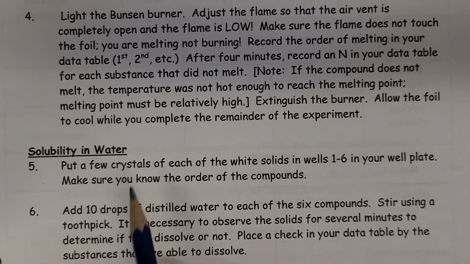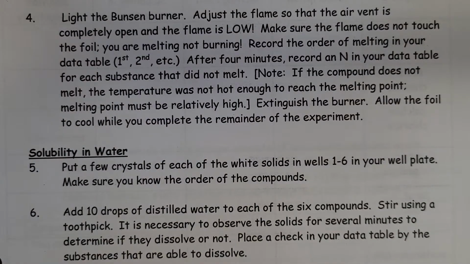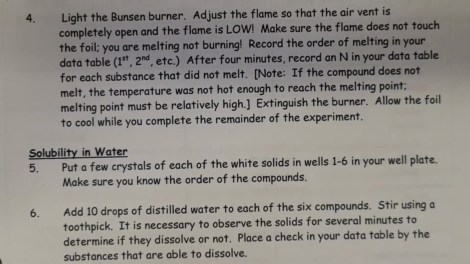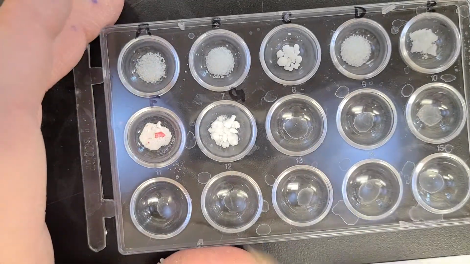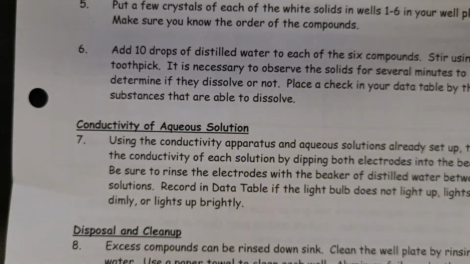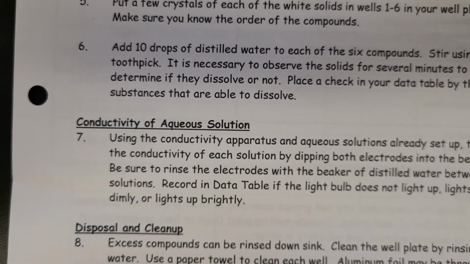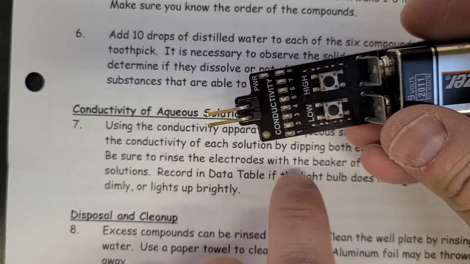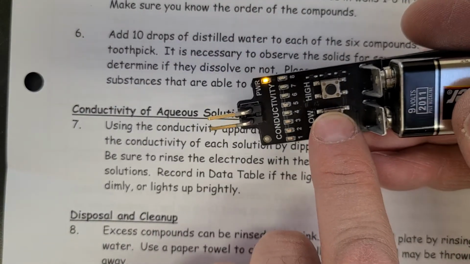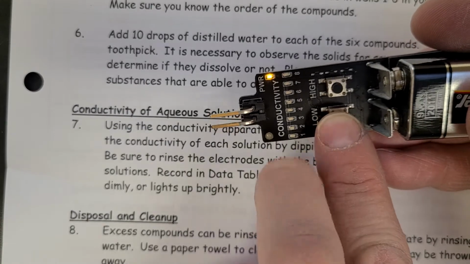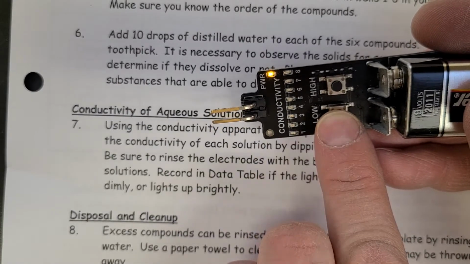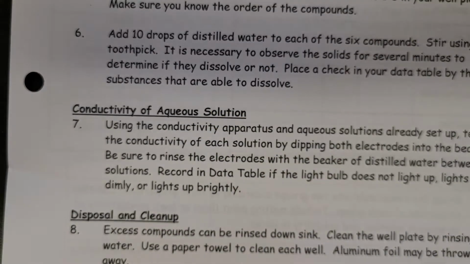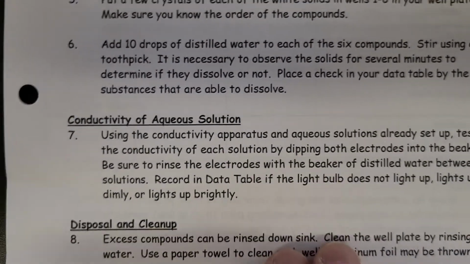Okay? Then we'll be looking at solubility in water. We'll be putting a few crystals into a well plate. I have done that already, so here it is right here. And we'll be seeing how well these dissolve in an aqueous solution. Then lastly, we'll be using a conductivity apparatus. We have solutions pre-made, and we'll be seeing how conductive they are. Just simply pressing this button tells us that it's working, and we'll compare conductivity by looking at how much light is lit up. And then, hey, I'll worry about the cleanup here.